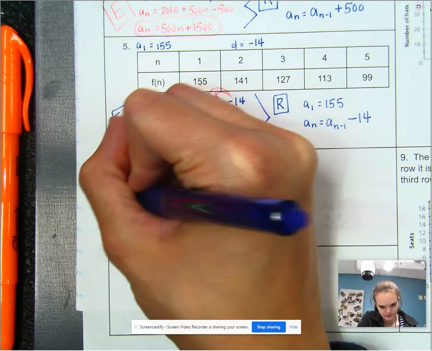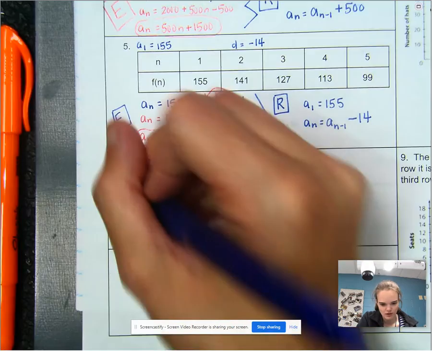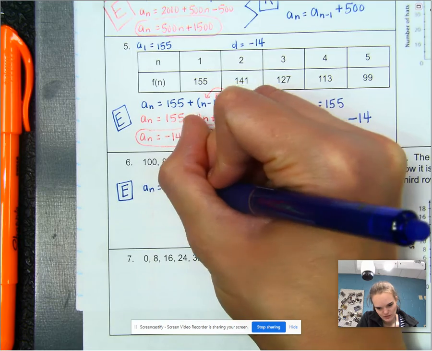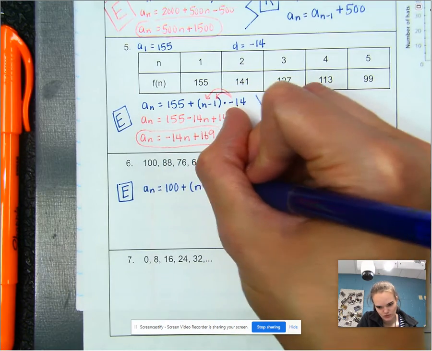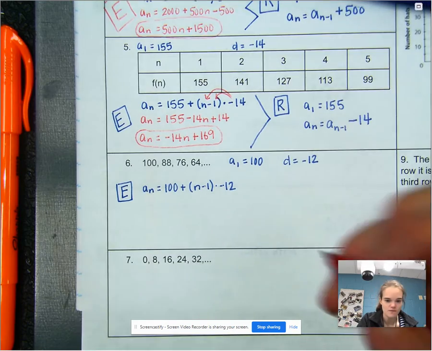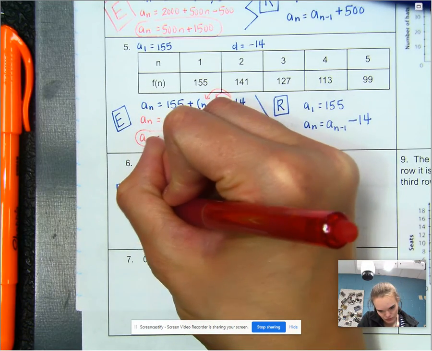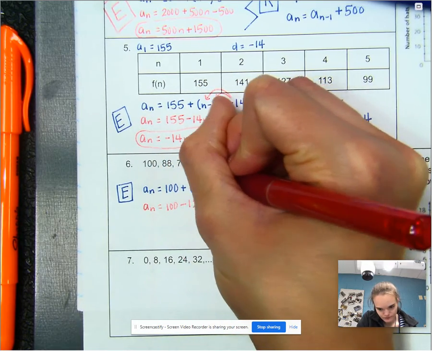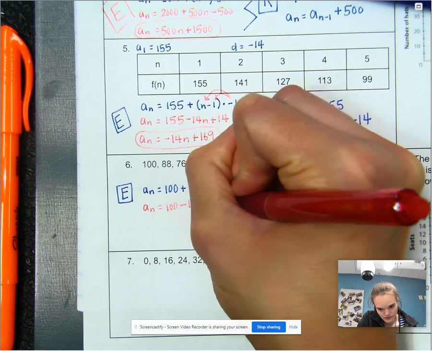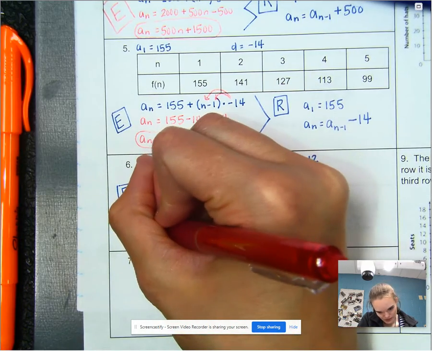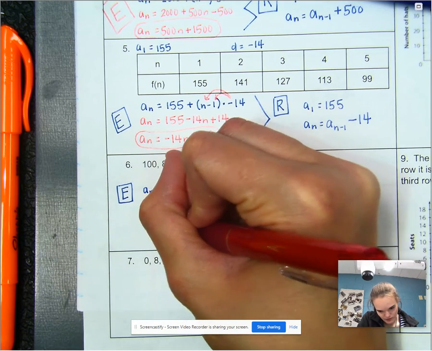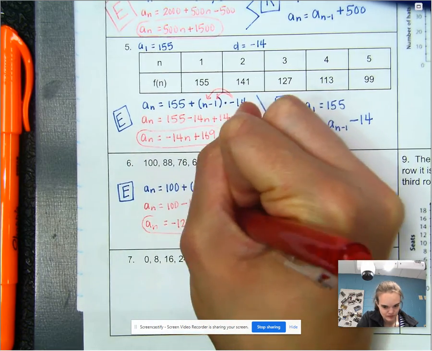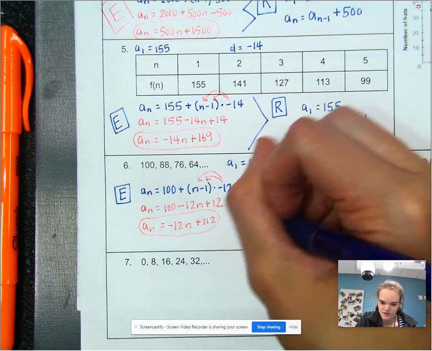Okay, so we're going to start with explicit. A sub n equals 100 plus n minus 1 times negative 12. Distribute. A sub n equals 100 minus 12n plus 12. A sub n equals negative 12n plus 112. There's the explicit. Divide your paper somehow.